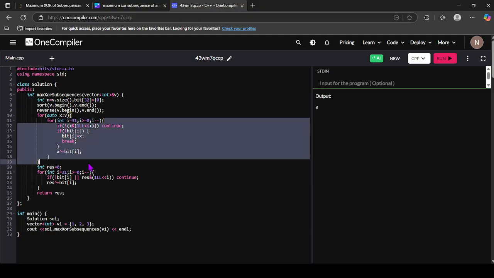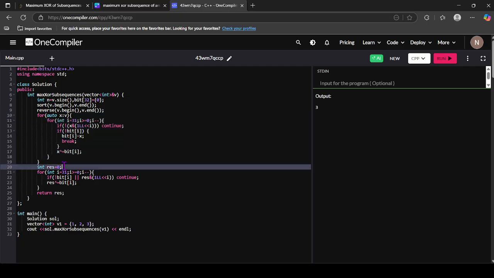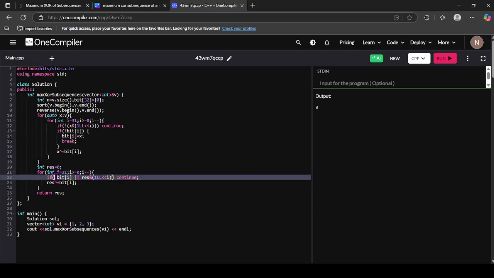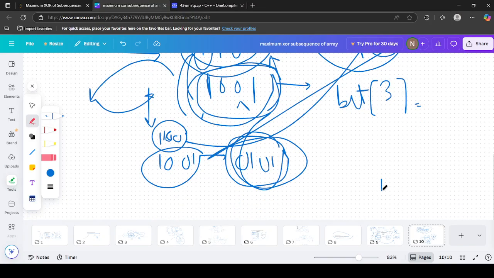After this loop, we have the simplest vector, and the initial result is 0 because there is no subsequence. Then we start again from the 31st bit. If this is not set, so let's say we have no number with the 31st bit set, then simply continue. When we consider a number in the answer, we will consider it only if the highest bit is not already set in the given vector, right?